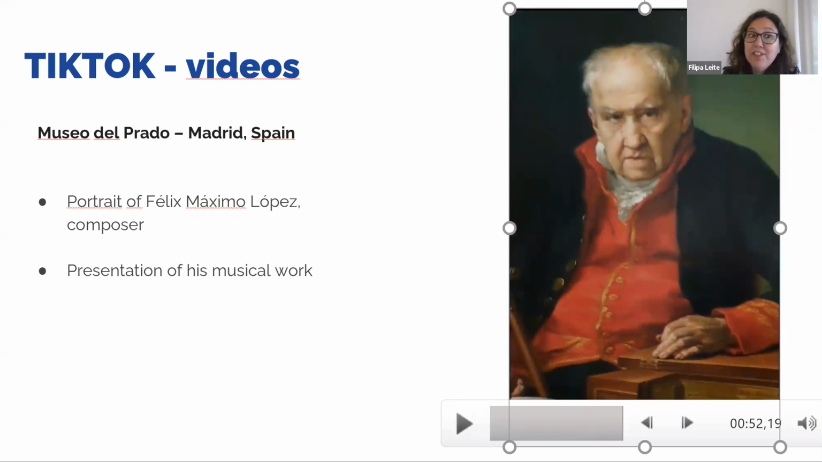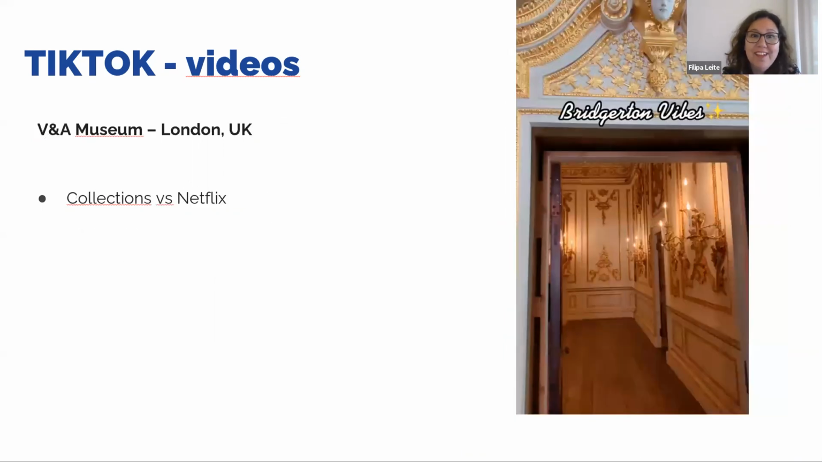Very interesting activity also, don't you think? Well, still on TikTok, the more conservative may have difficulty imagining that a museum founded in 1852 would use its collections in a video with a background music from a hit series on Netflix. That's the example of the Victoria and Albert's Museum.